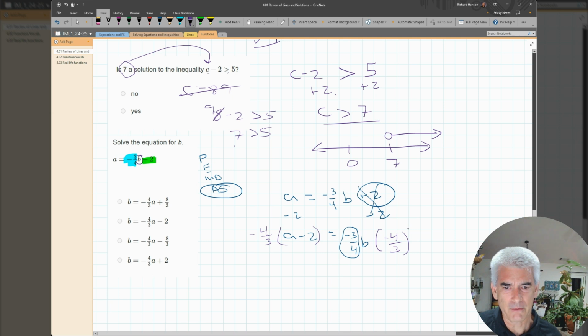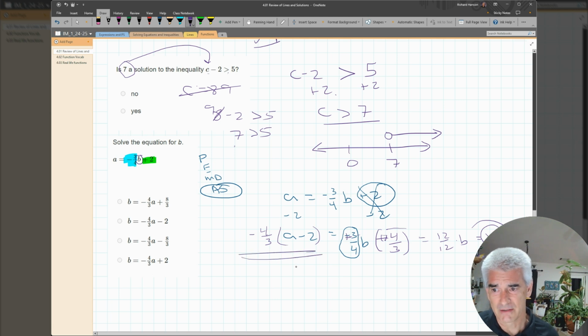Okay, and that will cancel. So a negative times a negative turns into a positive. And 3/4 times 4/3 is 12/12. So I get 12/12 times B, which is just 1B. So I did isolate the B. On this side, I have this equation. Notice this doesn't match any of the answers.